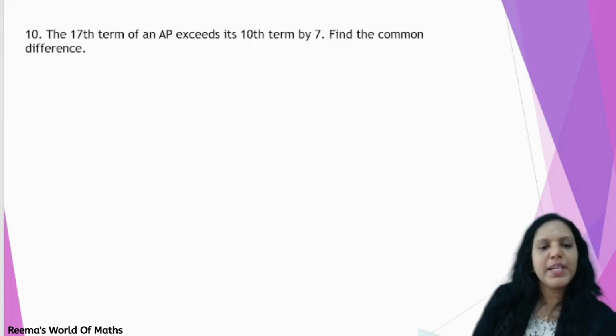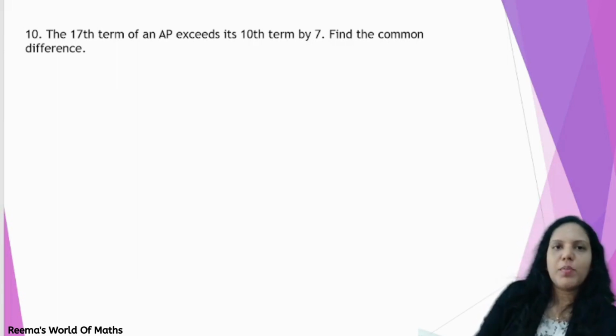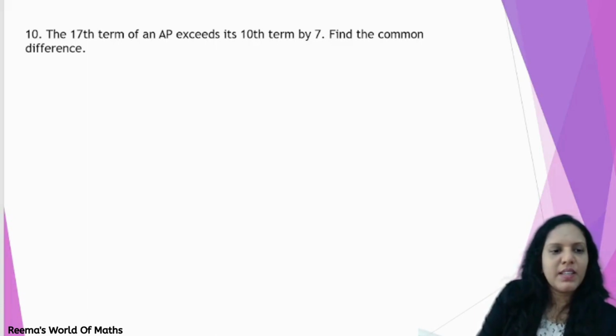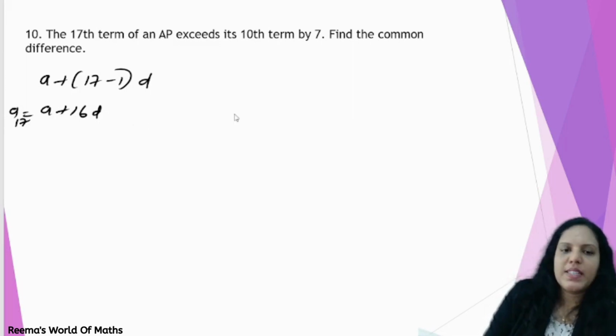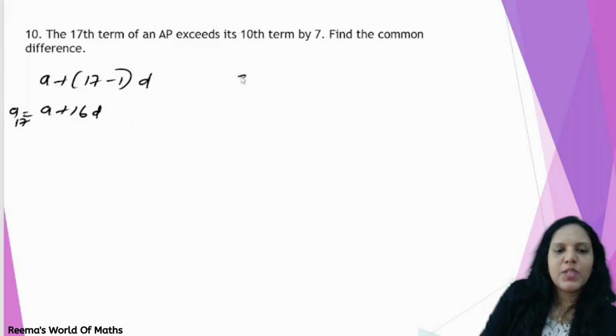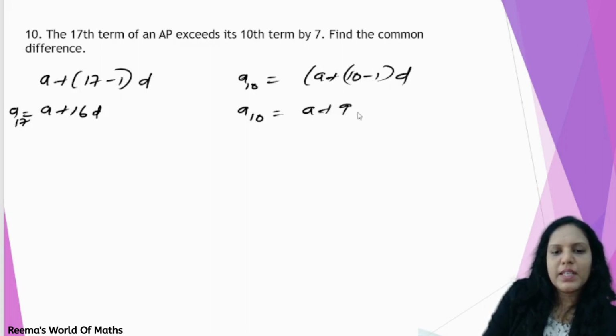The 17th term of an AP exceeds its 10th term by 7. Find the common difference. So for the 17th term we can write it as A plus 17 minus 1 into D. So that is A plus 16D. Correct? So A17 equals A plus 16D. Similarly, the 10th term, A10, we can write as A plus 10 minus 1 into D. So A10 equals A plus 9D. So we have A17 equals A plus 16D and A10 equals A plus 9D.